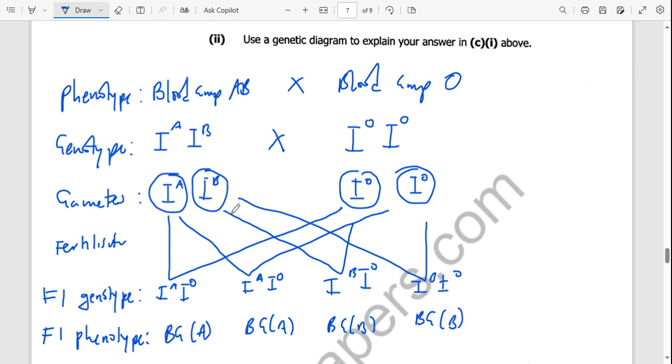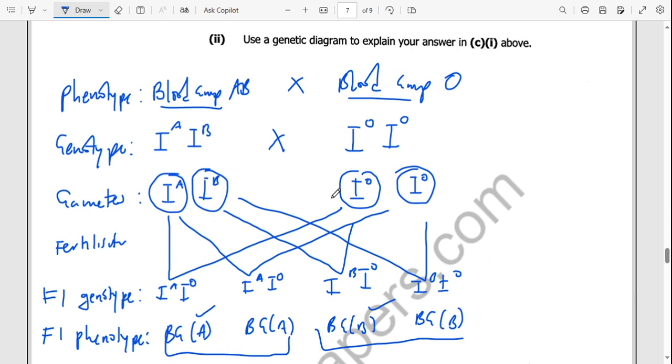So the only chance is that when these two people come together, they can only give birth to a child who has blood group A or blood group B. So there's actually a 50% chance of blood group A and a 50% chance of blood group B. So that is what happened for this one.